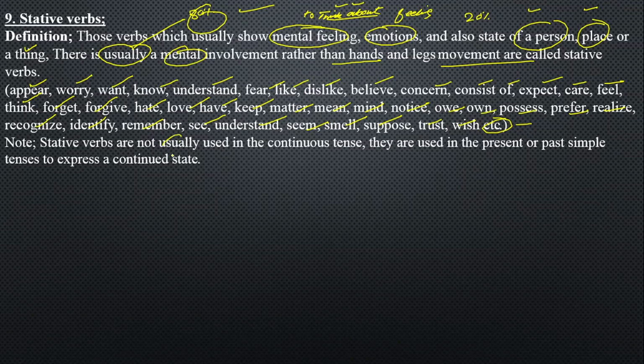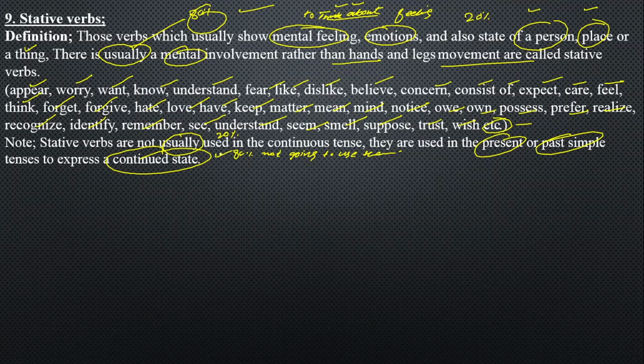One note we will be talking about: stative verbs are not usually used in continuous tenses. You may use them 20%, but 80% you are not going to use them. Clear? And 20% you might use them in rare cases, that I will make you understand. So keep in your mind, in the present continuous tense you have to use them in present or past simple, present indefinite or past indefinite, to express a continued state. They give certain meaning, so you need not use them in your continuous tenses.